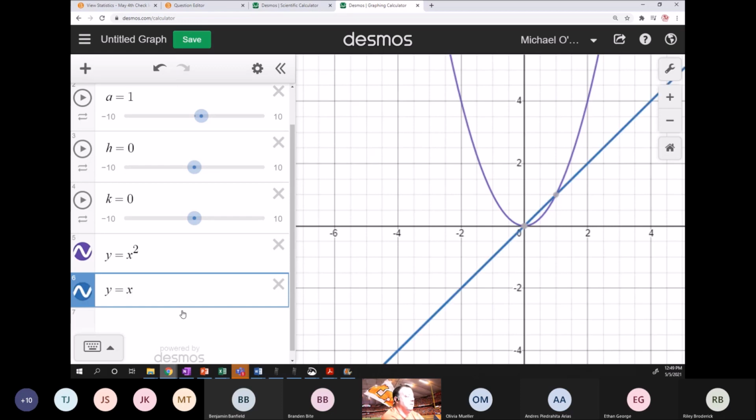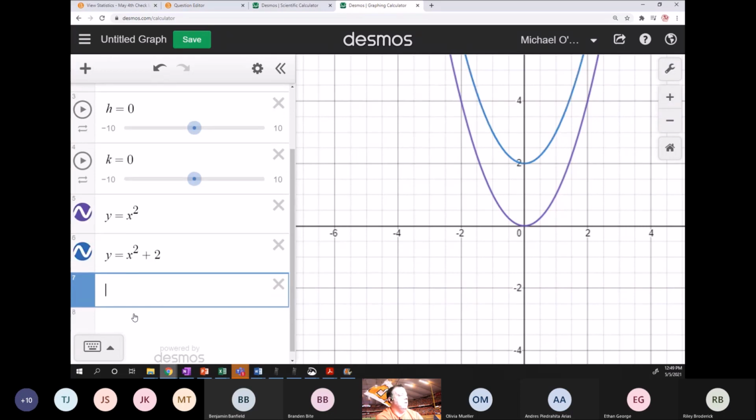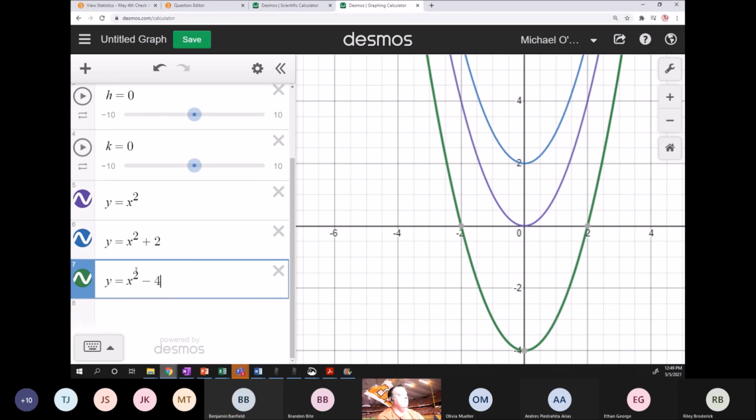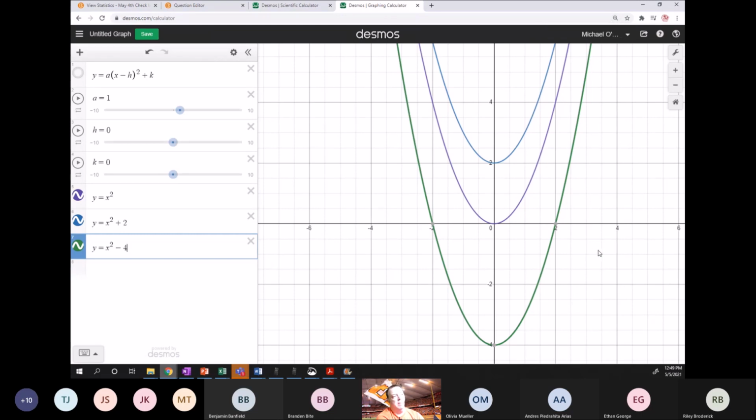So if I had this, and then I go +2, what happens to it? Yeah, that makes sense. If I put a +2 up there, it moves it up. If I put a -4 here, it moves it down. Does that make sense, everyone?